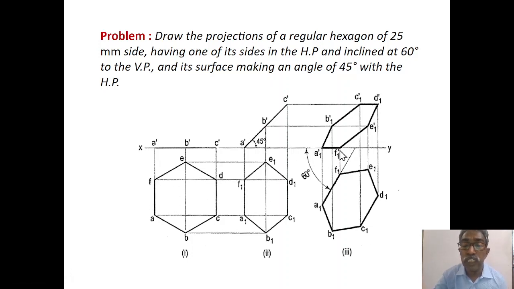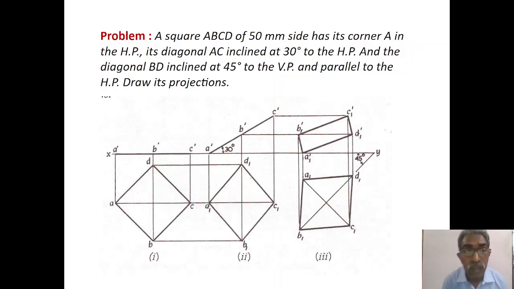That's why A1 F1 is on the XY line, which means that side is in the horizontal plane, and in the top view A1 F1 makes an angle of 60 degrees, which means that side AF is inclined 60 degrees to the vertical plane and lies in the horizontal plane. In this way, we can draw the projections of a plane when the plane is inclined to both the horizontal plane and the vertical plane. Take the next problem.